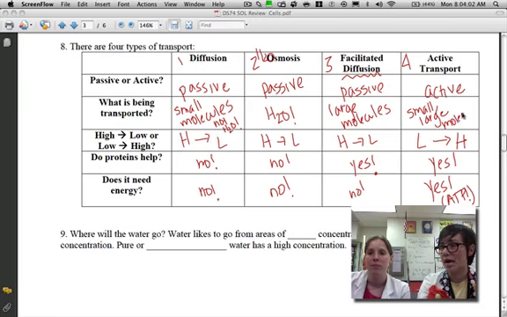Yeah, and the SOL is never going to ask you specifically what is being transported in active transport. They're just going to ask you, is this active transport? And the easiest thing to remember is, are we moving something uphill, or are we letting things roll downhill naturally?